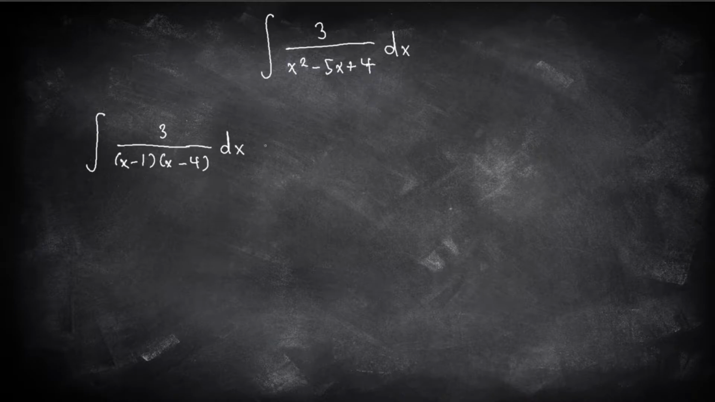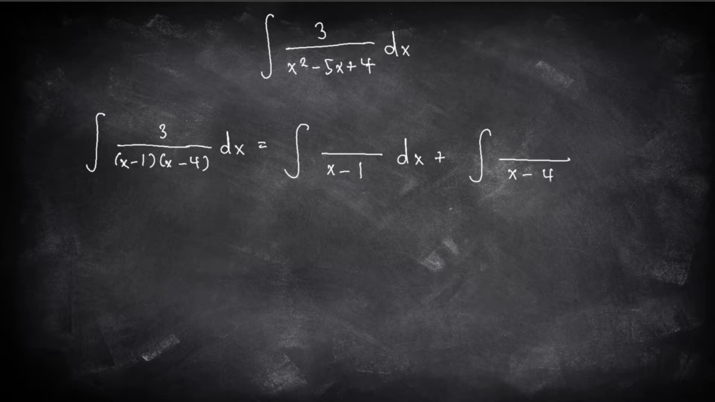So we set this equal to the integral. We're going to split x minus 1 and x minus 4. Now all we have to do is find the numerators and then take the integral. To find the numerator, there's a really cool technique called the cover-up method.